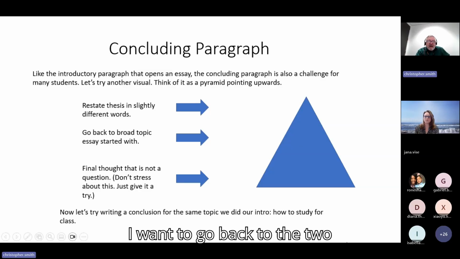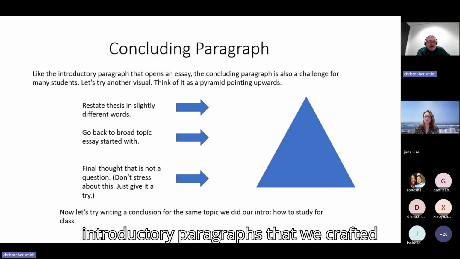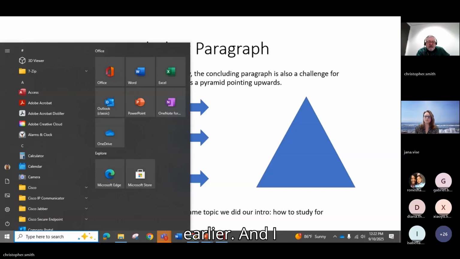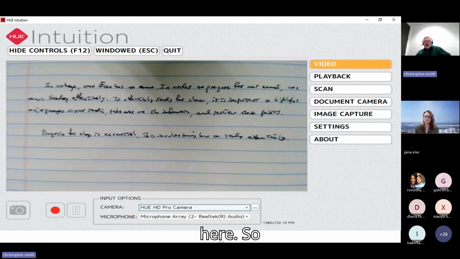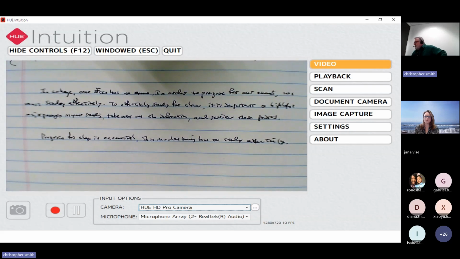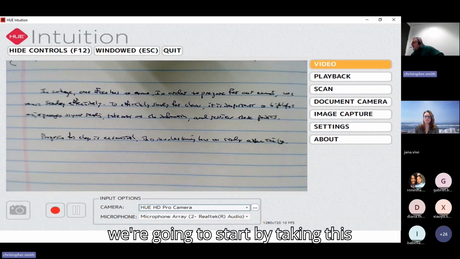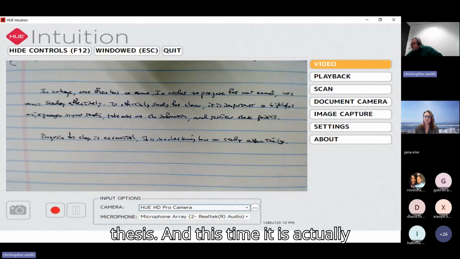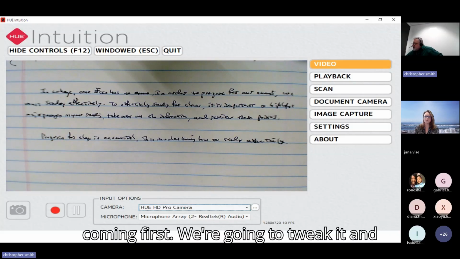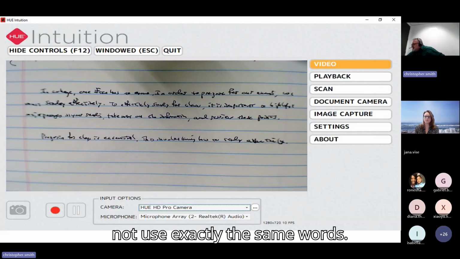I want to go back to the two introductory paragraphs that we crafted earlier. And I want to highlight here. So we're going to start by taking this thesis, and this time it is actually coming first. We're going to tweak it, not use exactly the same words.